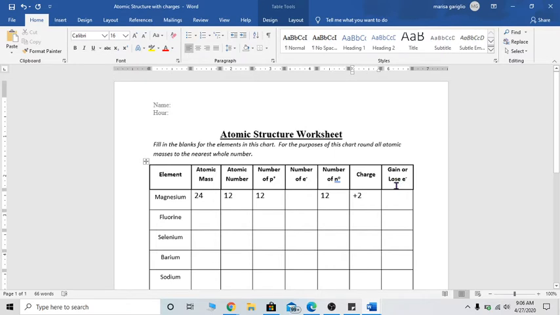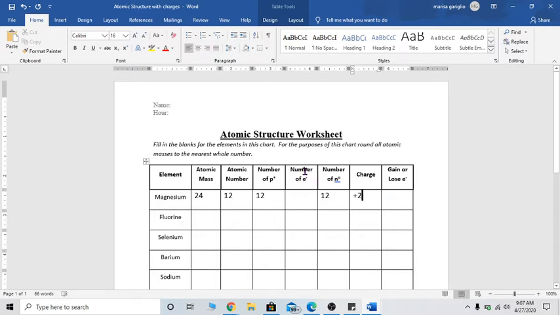Okay, so now gain or lose electrons, because if you remember, according to Bohr's model, we know that the electrons are orbiting around the outside of the atom. And we can remove these very easily. You simply rub your feet across the carpet in your house. You're picking up electrons from the carpet. You touch your brother or sister and you discharge them to them through static electricity. So we can gain or lose electrons really easy.